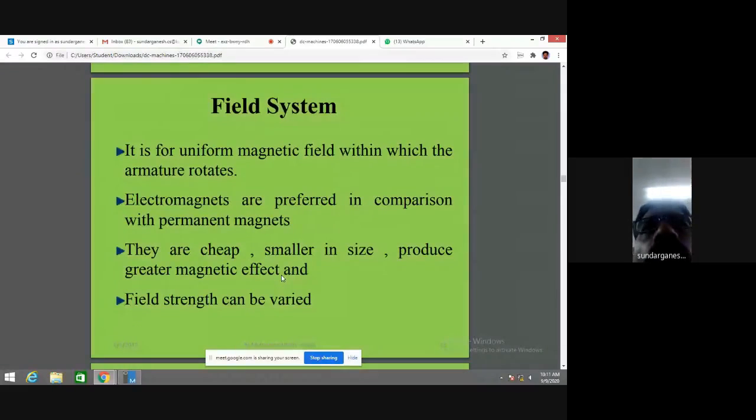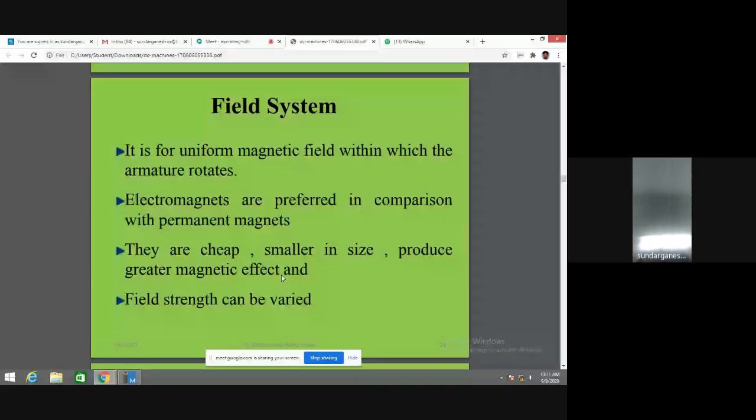Size is also smaller, so greater magnetic effect also. If there is any reduction in magnetic field, we can introduce interpoles, or we can change the coil also. You can easily vary the field strength. But in a permanent magnet, you cannot change the field strength. It is fixed only. If it is an electromagnet, you can change the current so that you can change the magnetic field strength also. Since there are a large number of advantages in electromagnets, we are using electromagnets in DC motors and generators.